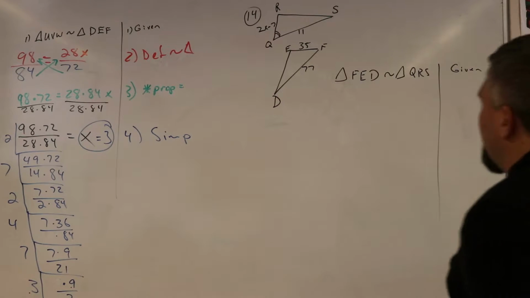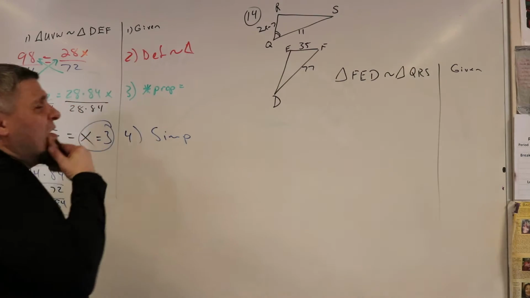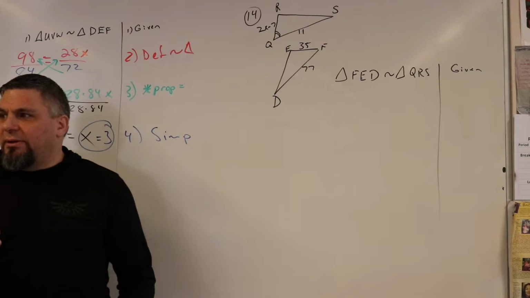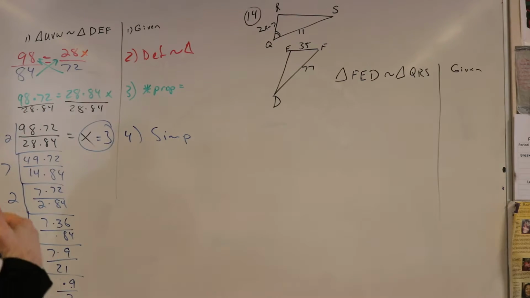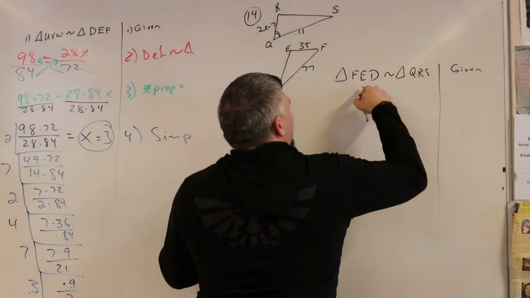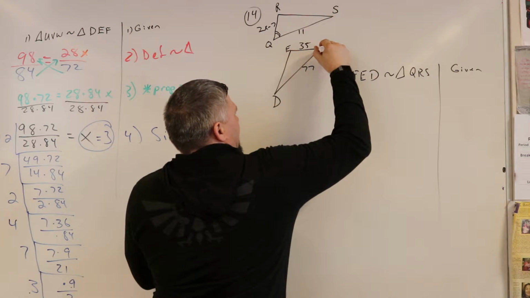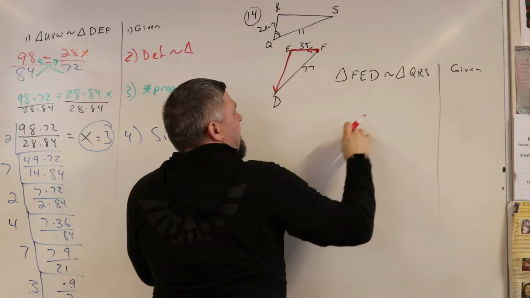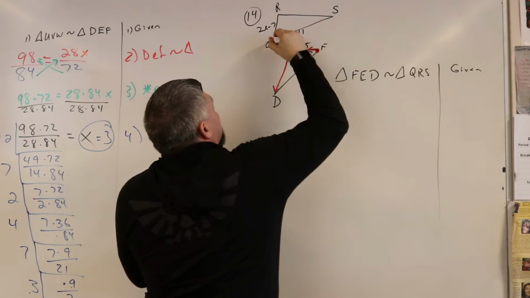See if this helps by zooming in. So number 14, again, it says it's similar. We need to follow the steps of similarity. FED, okay? And then QRS.